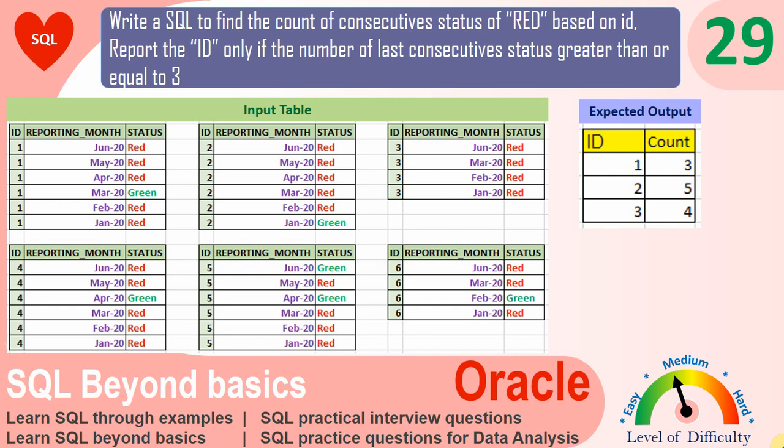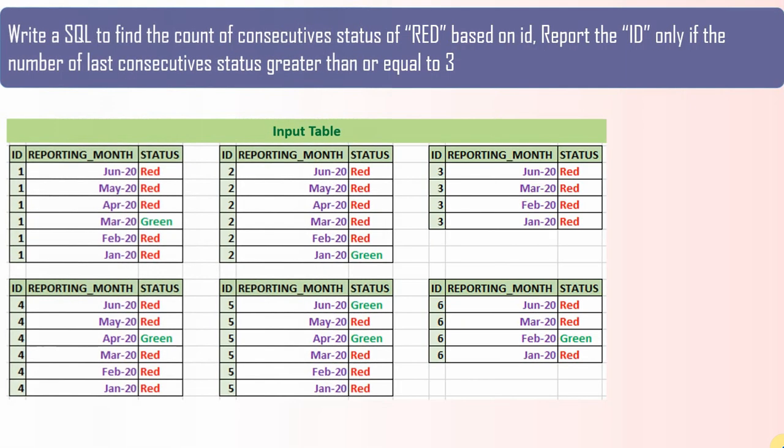First let me explain what the question is about, then I will show you how to write a SQL to achieve this functionality. So we have a table which contains information about an ID, a reporting month and status. For example, in case of ID 1, for Jan 2020 the status is red. Similarly for February the status is red, March it is green. For the rest of the months like April, May and June it is red.